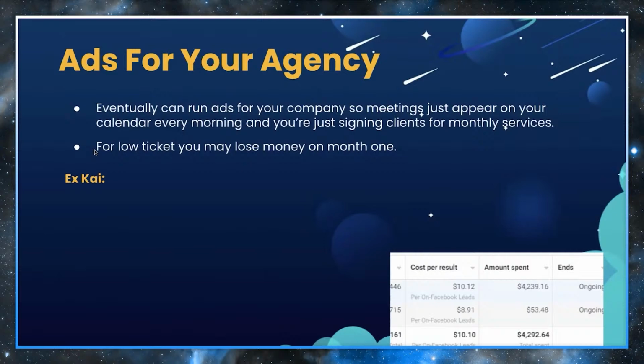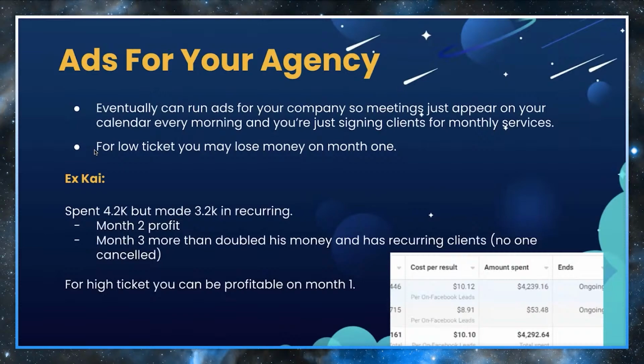So here's an example. I know this doesn't just work for me because I had someone in my community. His name is Kai. He spent $4.2 thousand. This is an exact screenshot that he shared with me. He shared a screen. We jumped on Zoom and he made 3.2K in recurring income. Okay. So on month one, he actually lost money, spent 4.2 thousand, right? Spent a bunch of time doing these meetings, and he signed 3.2K in monthly recurring income. But month two, he was all in profit, right?